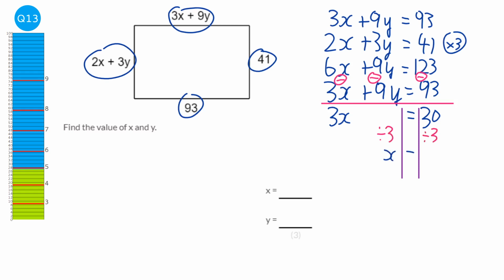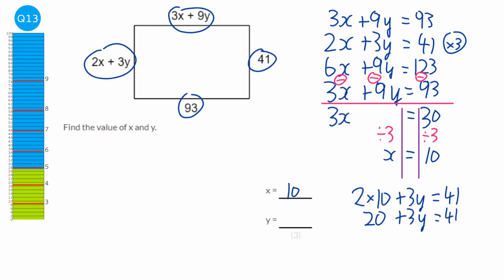So we've got x equals 10. So we know what x is, but we need to find out what y is. So what I'm going to do is I'm just going to pick one of the equations. I could pick the 2x plus 3y equals 41 and just substitute the value of x in. So 2 times, instead of x, it's times 10 plus 3y equals 41. So it would be 20 plus 3y equals 41.